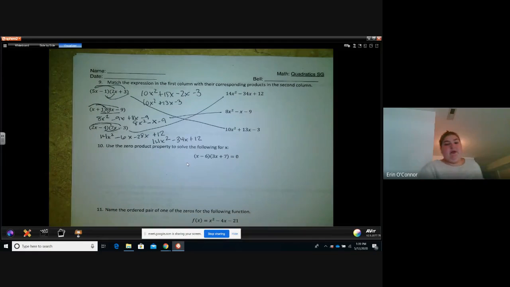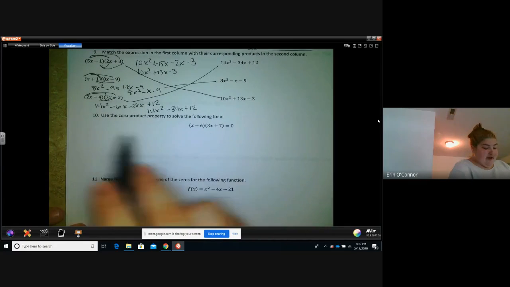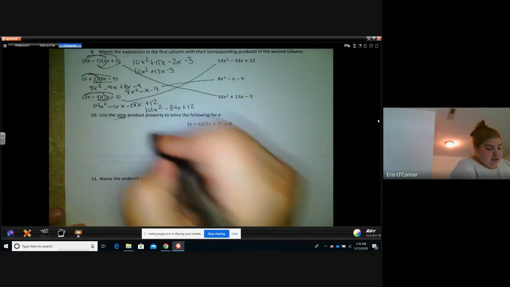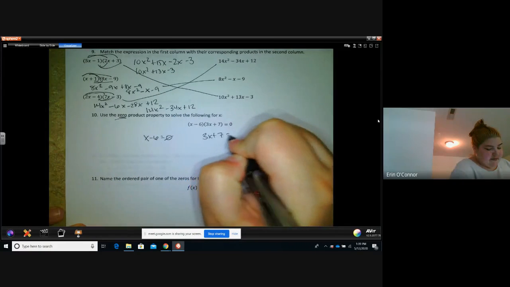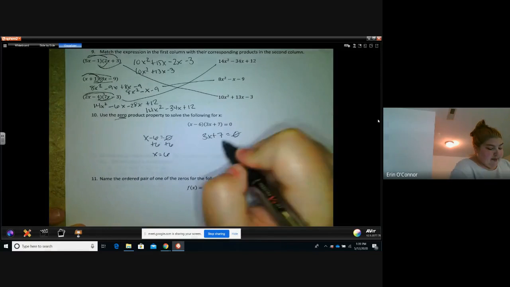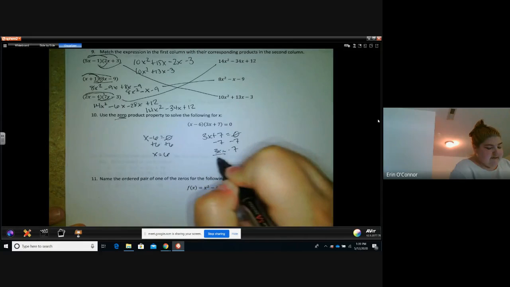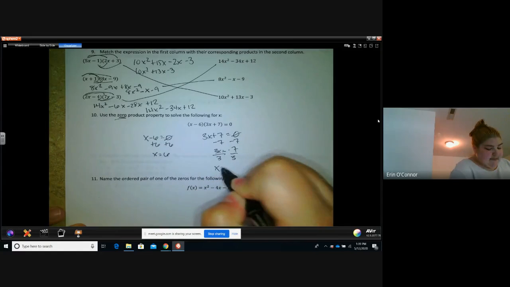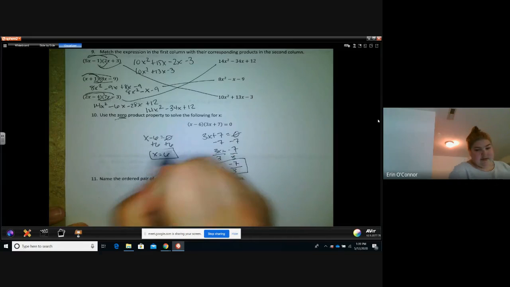All right, next one. Use the zero product property to solve the following for x. Now, we just did a problem like this, so you should be good. But remember, it's when you set each of these equal to 0 to find those zeros. So x minus 6 equals 0, and 3x plus 7 equals 0. Add 6 on both sides, x equals 6. Subtract 7, 3x equals negative 7. Divide by 3, x equals negative 7 over 3. And you have your two answers.